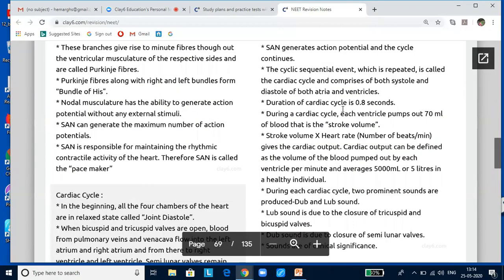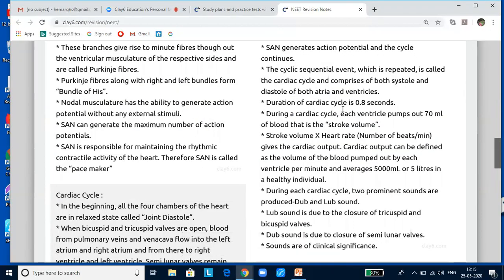So cardiac output means, during a cardiac cycle, each ventricle pumps out about 70 ml of blood and that is called the stroke volume. Stroke volume multiplied by the heart rate gives the cardiac output. Cardiac output is the volume of blood pumped out of each ventricle per minute and it averages to 5000 ml or 5 liters in a healthy individual. Cardiac output of an athlete is much higher than an ordinary man.